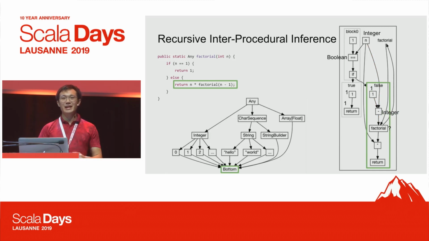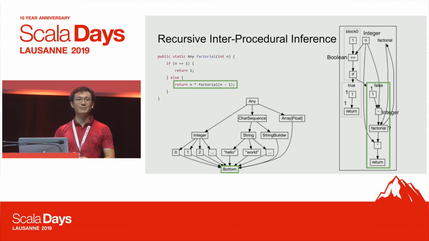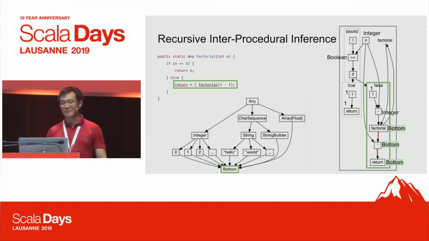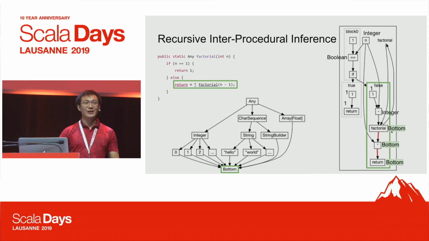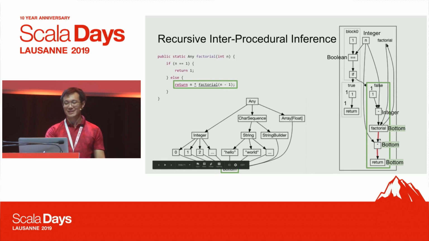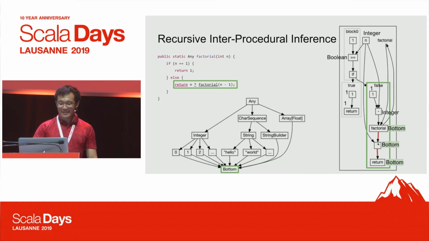Bottom is below every other type, but other than that, it behaves just the same as any other type would behave. And you guys know nothing in Scala, which is basically the same as bottom, and you're familiar with it. So first, I annotate factorial as bottom. I don't know what it is, it's bottom. And bottom properly cascades. So bottom times integer is bottom, and it returns bottom. So bottom, bottom, bottom. Next, what do we do?